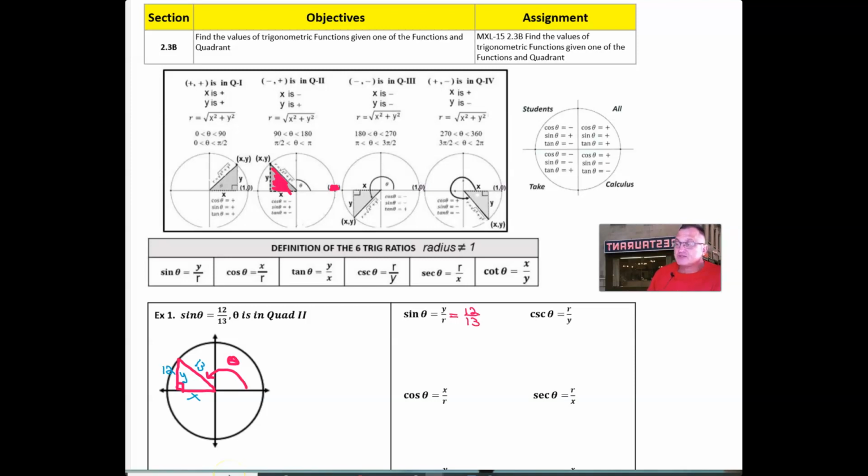All right, to get the rest of this triangle so we can fill out the rest of our ratios, we need to use the Pythagorean theorem. Or we can simply use this formula right here, because we know what r is. R is 13. So I'm going to take that formula, r equals the square root of x squared, which we don't know, plus y squared. y is 12, so I'm going to square 12.